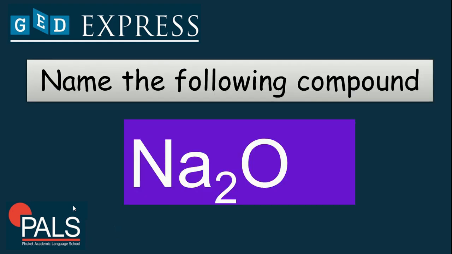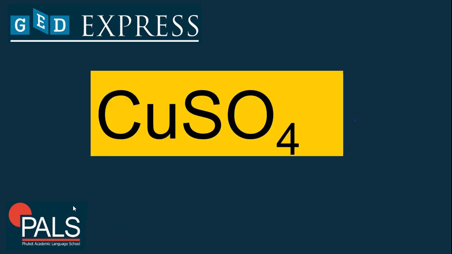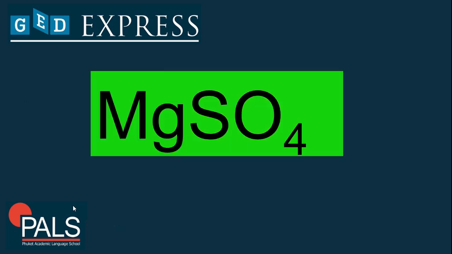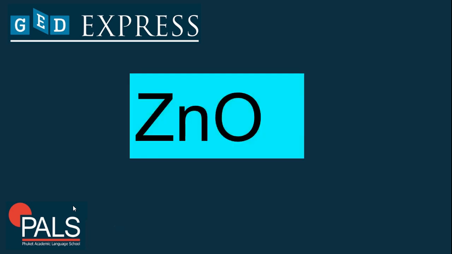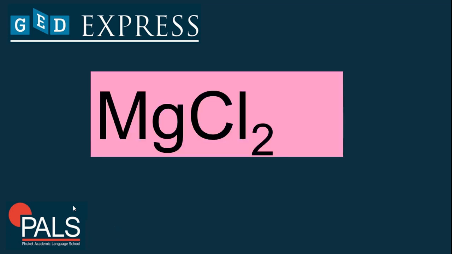Now name the following compounds using the rule that I have discussed. Na2O is known as sodium oxide. How about CuSO4? Great, that's copper sulfate. MgSO4 is for what? Precisely, magnesium sulfate. ZnO is for, good job, zinc oxide.